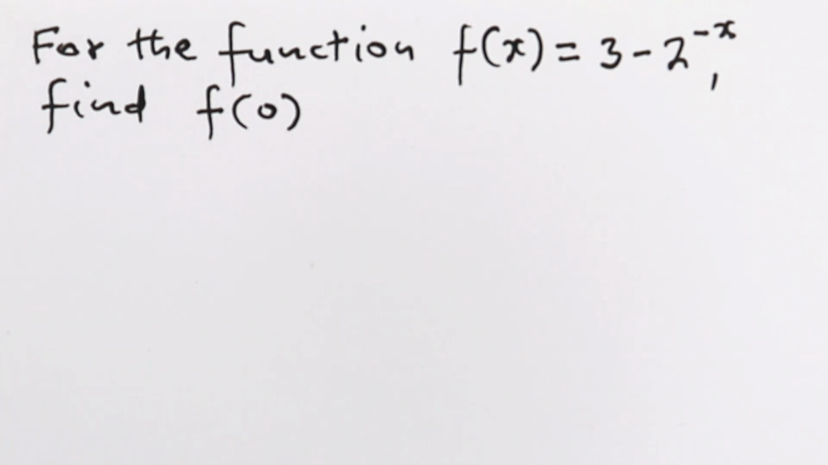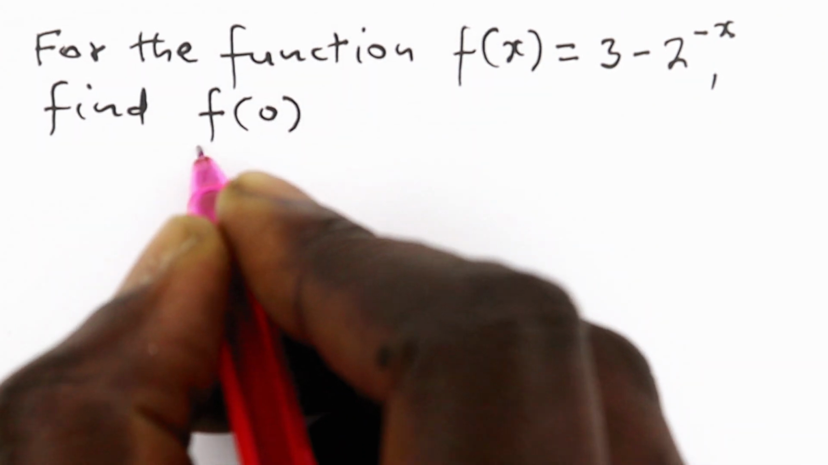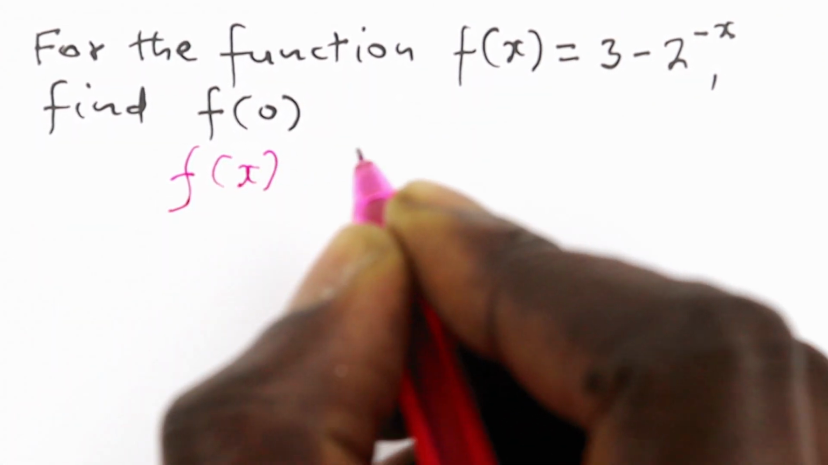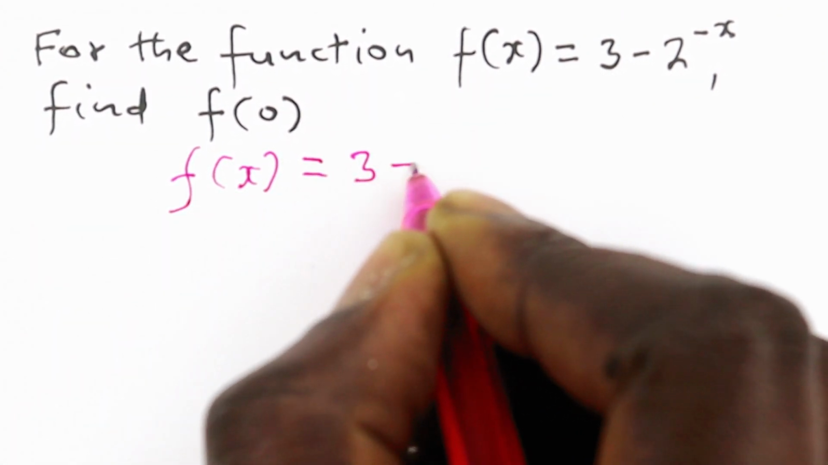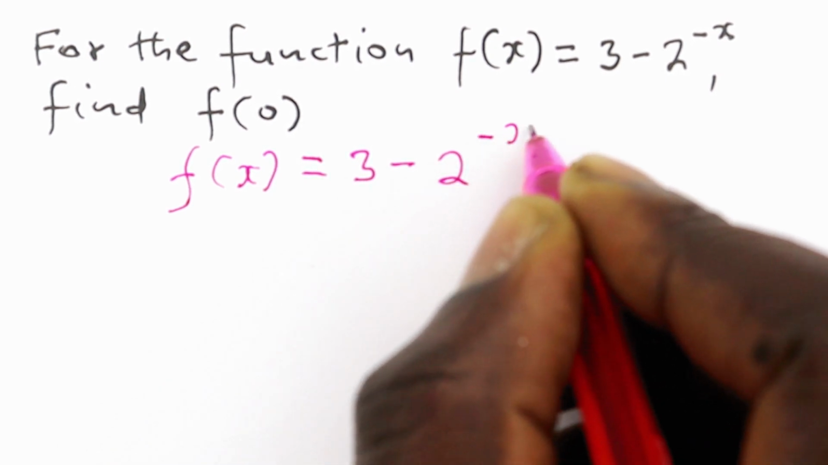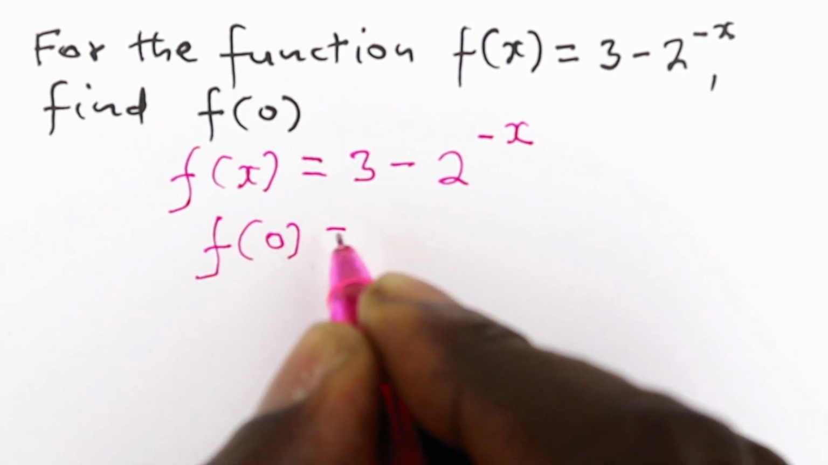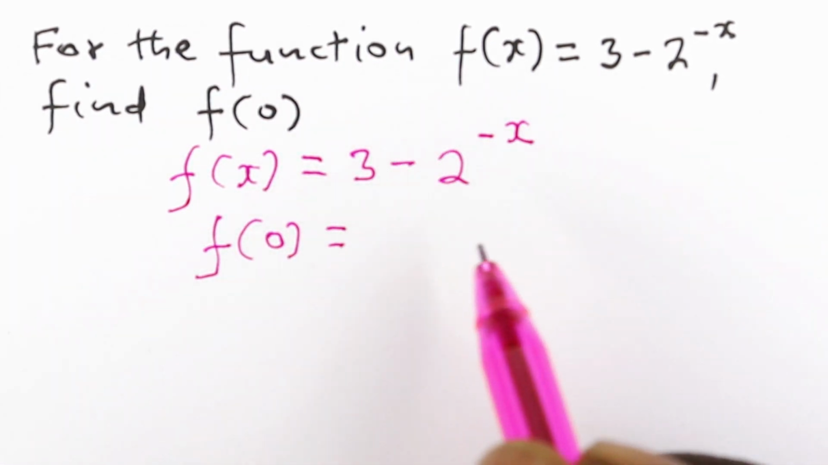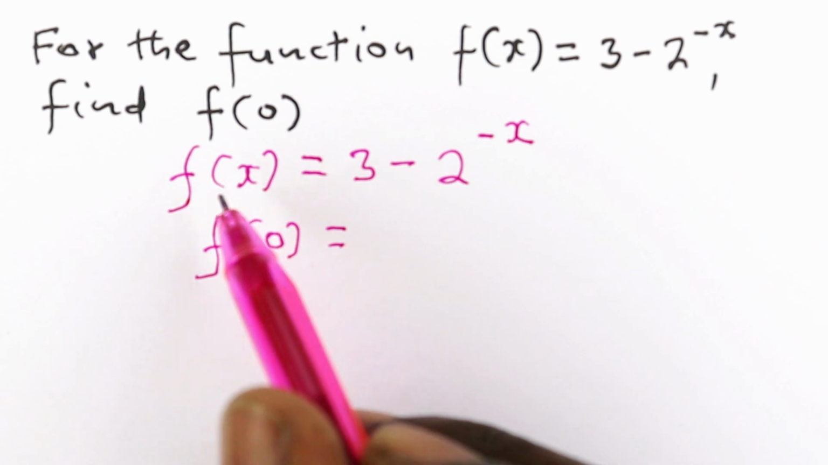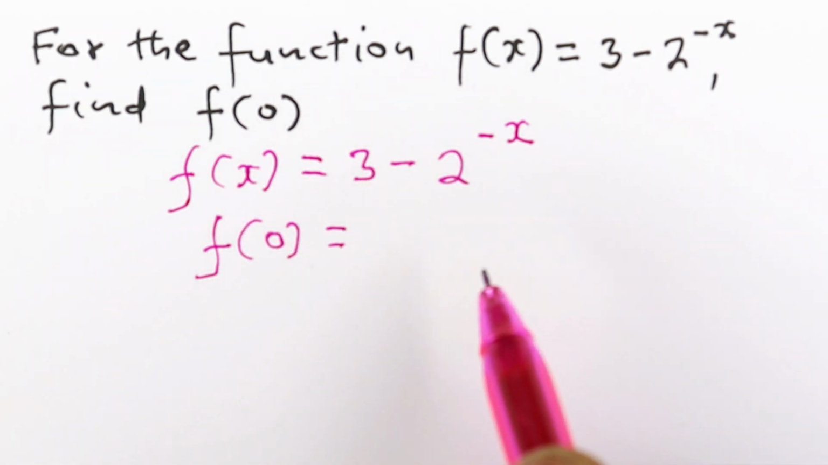Let us look at this question from functions. For the function f of x is equal to 3 minus 2 raised to power negative x, find f of 0. So we have the function f of x is given by 3 minus 2 raised to power negative x. So f of 0 just means we substitute the value of x as 0 to get the value of that function.